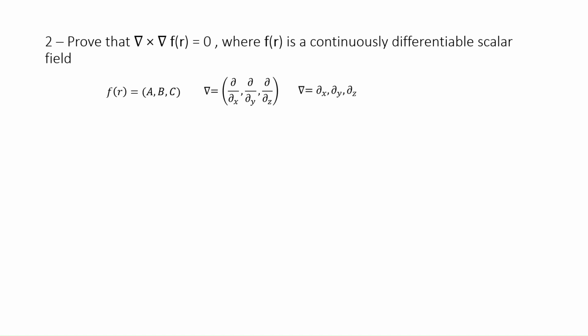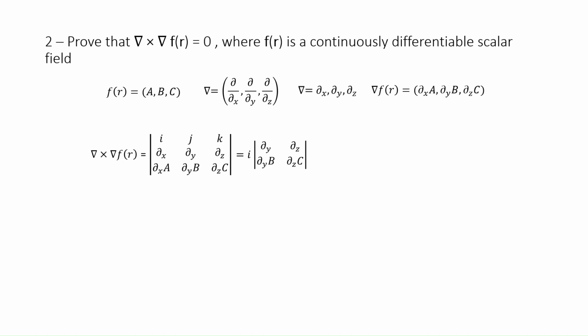Now, del fr is the same as del dot fr, which means you just multiply it into the bracket and you get dxa, dyb, and dzc. Now, we want to do a cross product of that. So here we have del cross del fr, which looks like this. Again, we expand out the cross product to make it look like this, where we have our determinants of our submatrices.